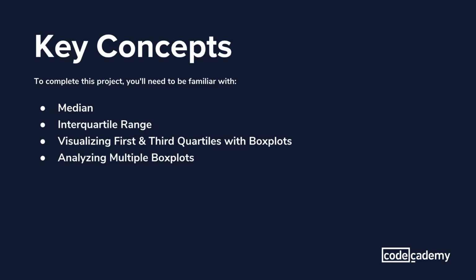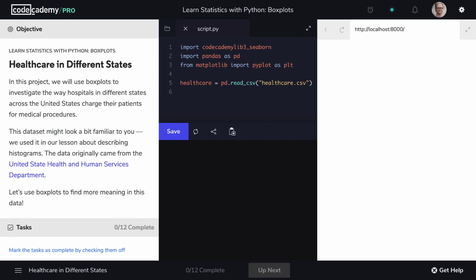To complete this project, you'll need to be familiar with median values, interquartile range, visualizing first and third quartiles with box plots, and also analyzing multiple box plots. Alright, let's get started. We're going to look at healthcare in different states. We're going to use box plots to investigate the way hospitals across the US charge patients for medical procedures.